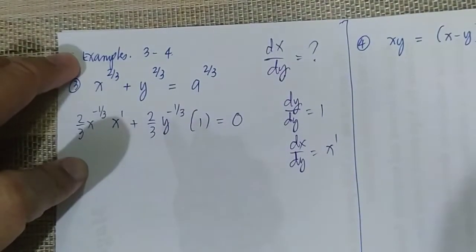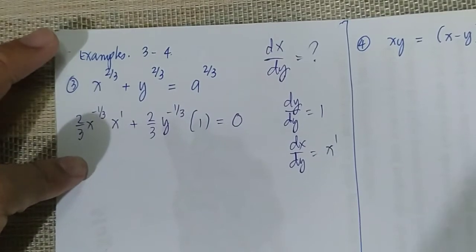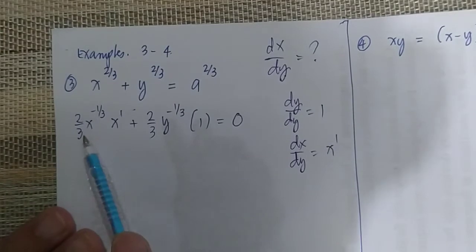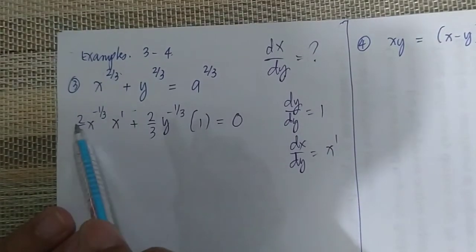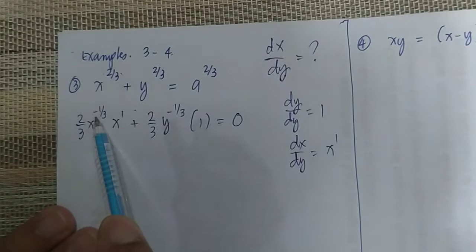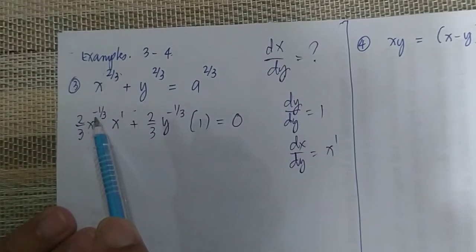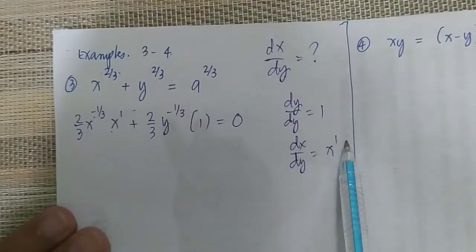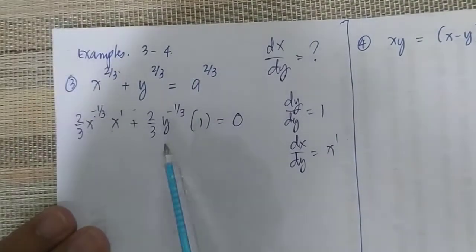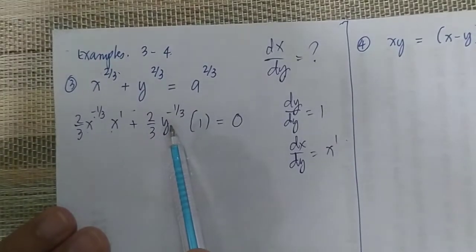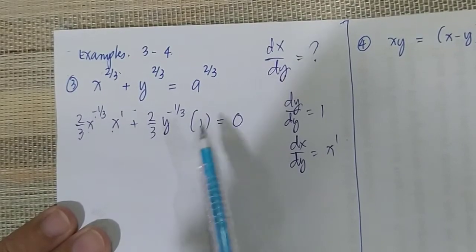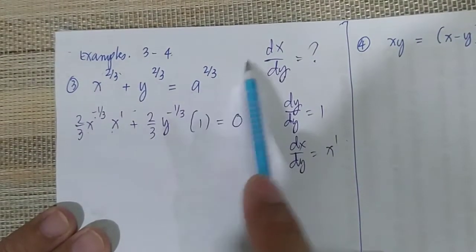So, the derivative of a raised to 2/3, since that's a constant, is 0. Again, we just used the general power formula, n u to the n minus 1. So 2/3 minus 1 is negative 1/3 times the derivative of x with respect to y, which is x prime, plus 2/3 y raised to 2/3 minus 1, which is negative 1/3, times the derivative of y with respect to y, which is 1, is equal to the derivative of a constant, a raised to 2/3, which is equal to 0.